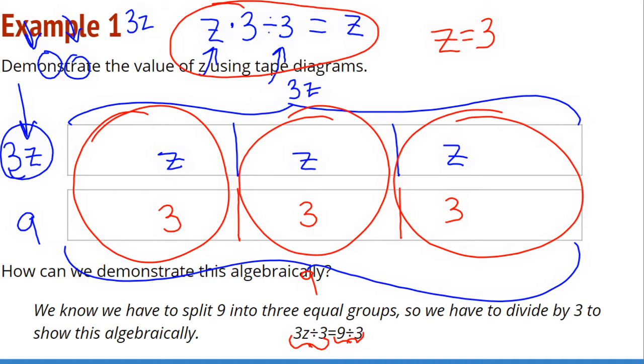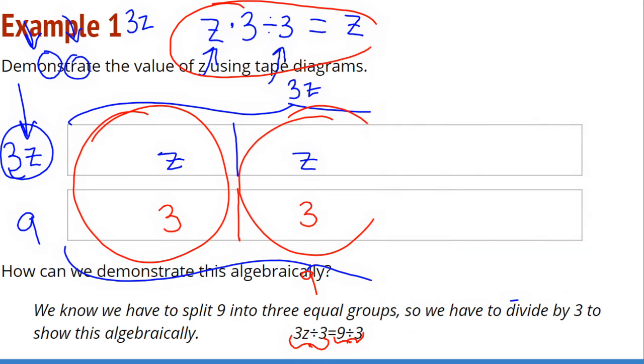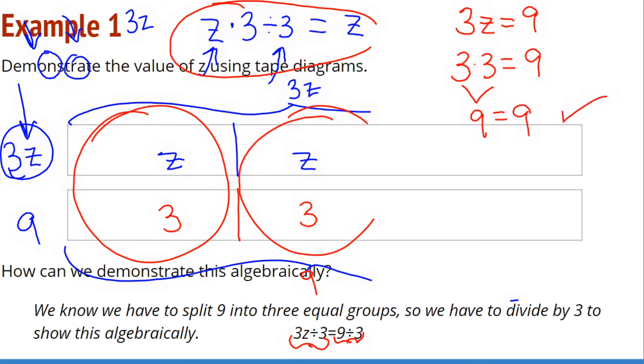And I can check that by substituting. Give myself a little bit of room to work here. 3z equals 9. I'll substitute in the value of 3 for the z. 3 times 3 should equal 9. 3 times 3 is 9. 9 is equal to 9. So now I have substituted and checked.